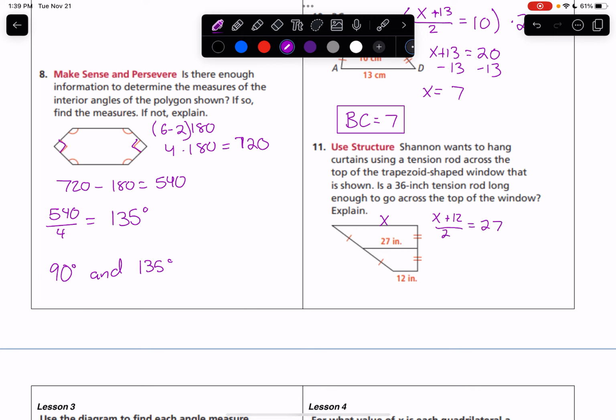So same thing as last time, x plus 12 over 2 equals 27. Multiply both sides by 2. That's x plus 12 equals 54. Subtract 12 from both sides. X equals 54 minus 12, which is 42. Is a 36-inch tension rod long enough? No, because that window is 42 inches long.